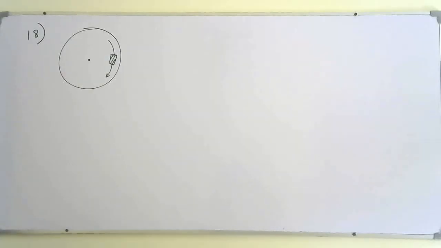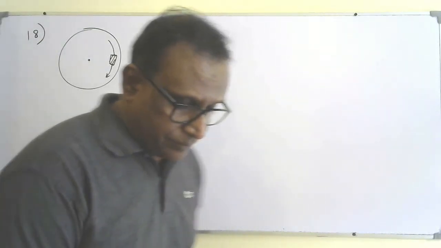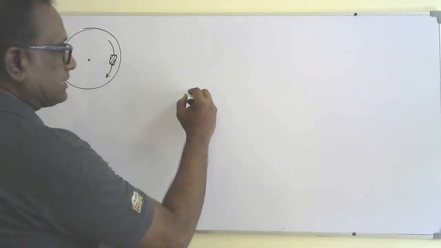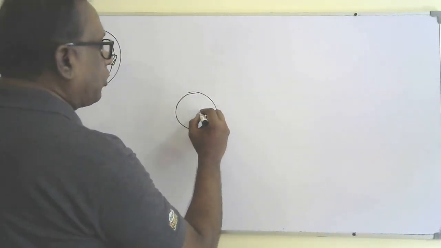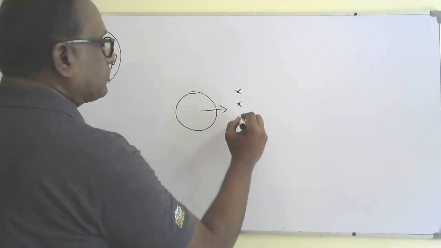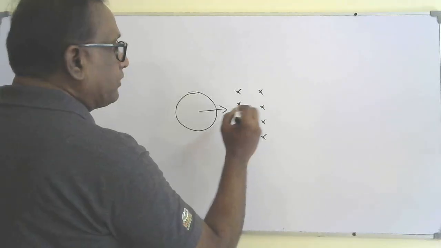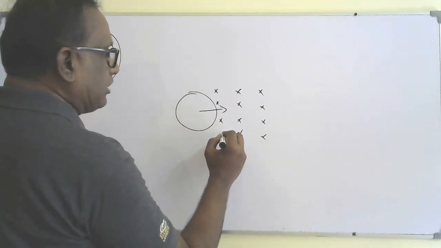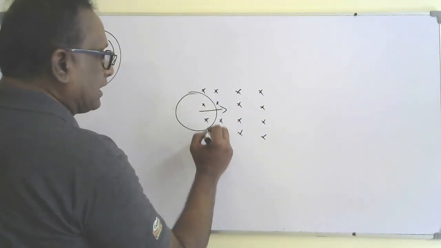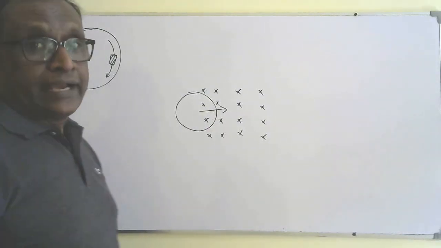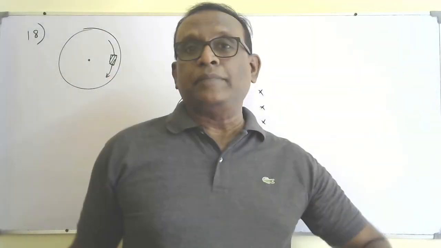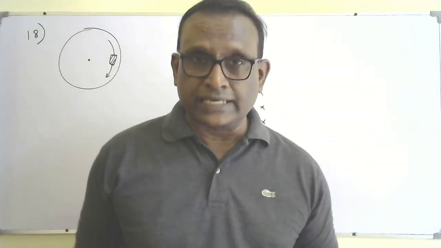Say, for example, imagine a coil. You are moving a coil through a magnetic field, and there is a uniform magnetic field here. So the coil is moved, and when the coil enters the magnetic field, the flux linkage with the coil is changing. So there will be induced voltage and there will be induced current.